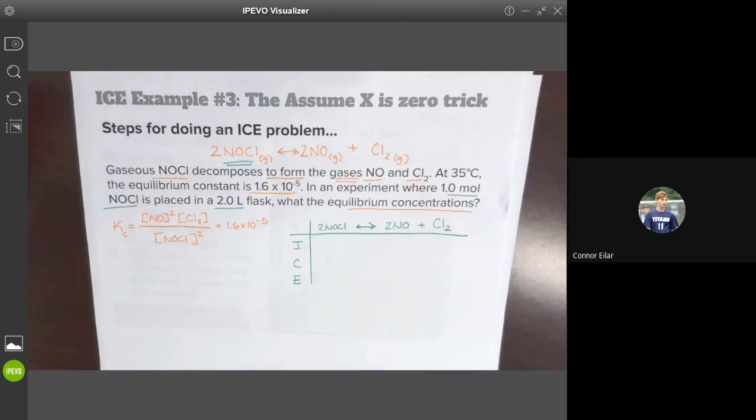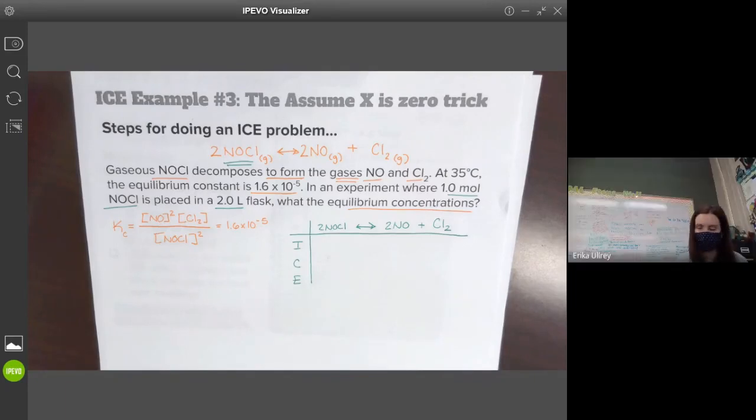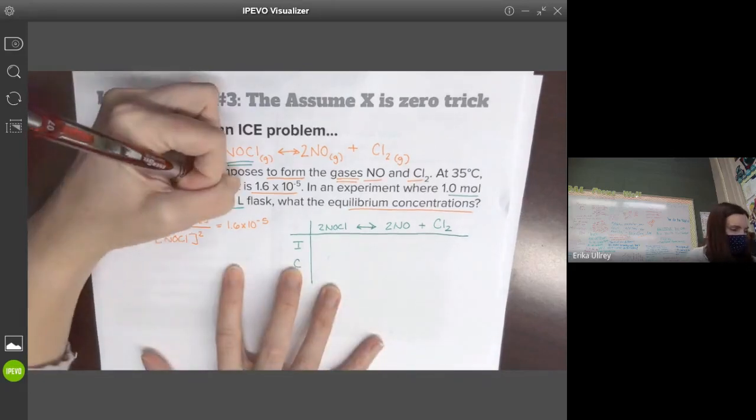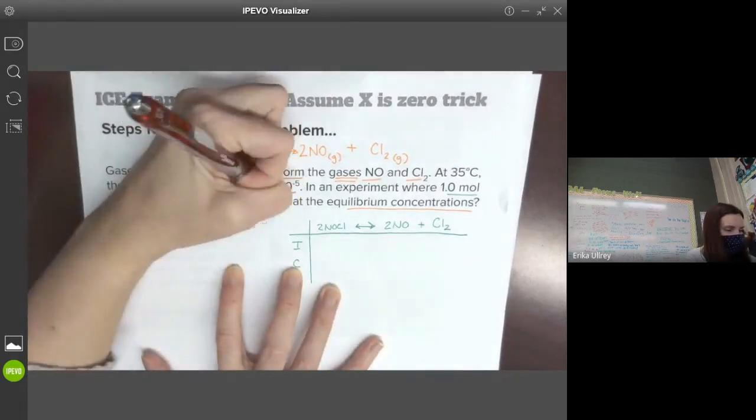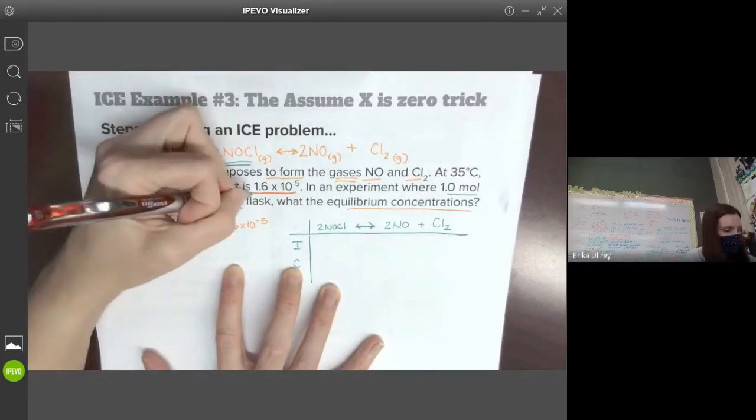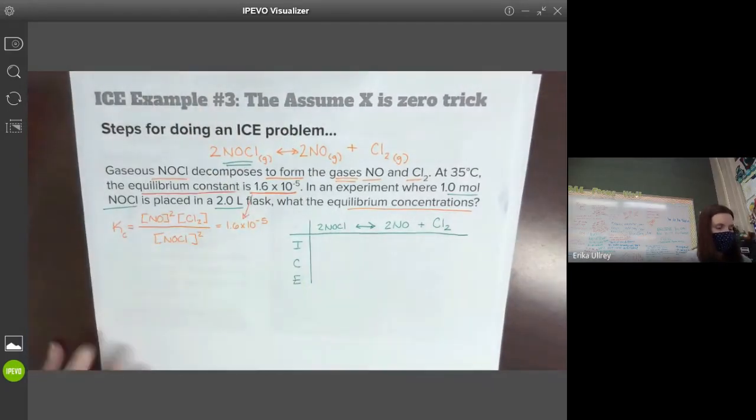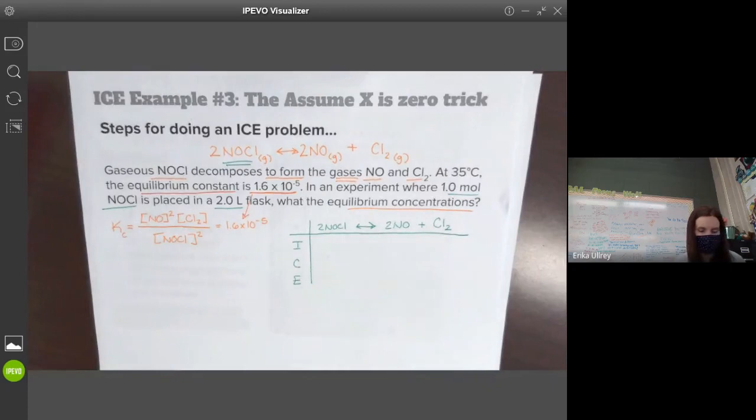1.6 times 10 to the negative fifth. So what that is, the 1.6 times 10 to the negative fifth, that is not a starting value. That is my K value. So this is my equilibrium constant, K. So this is my K value, which is right here. So that's not a starting concentration. What is my starting concentrations?